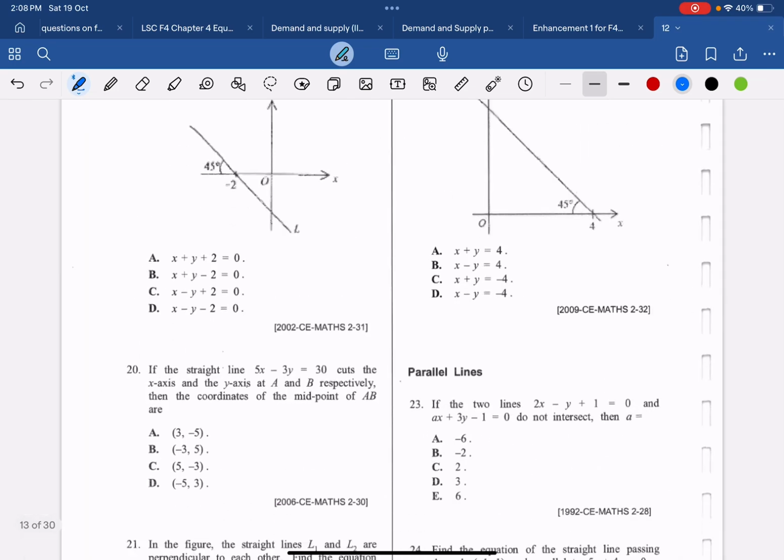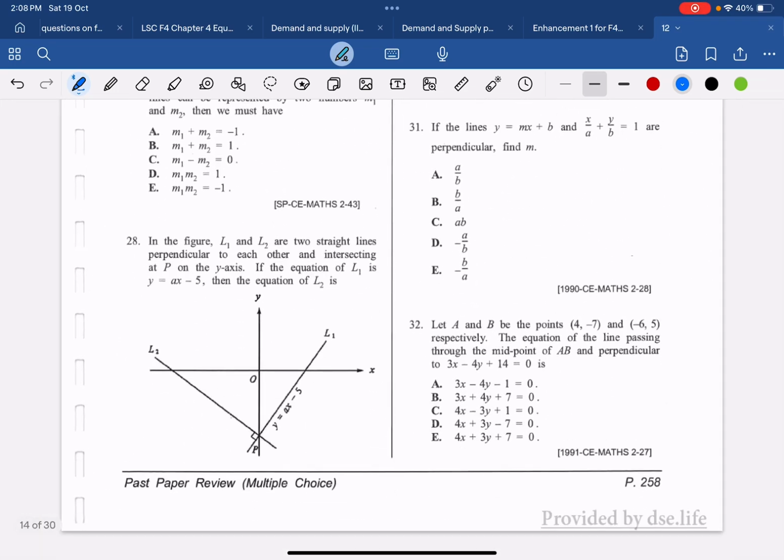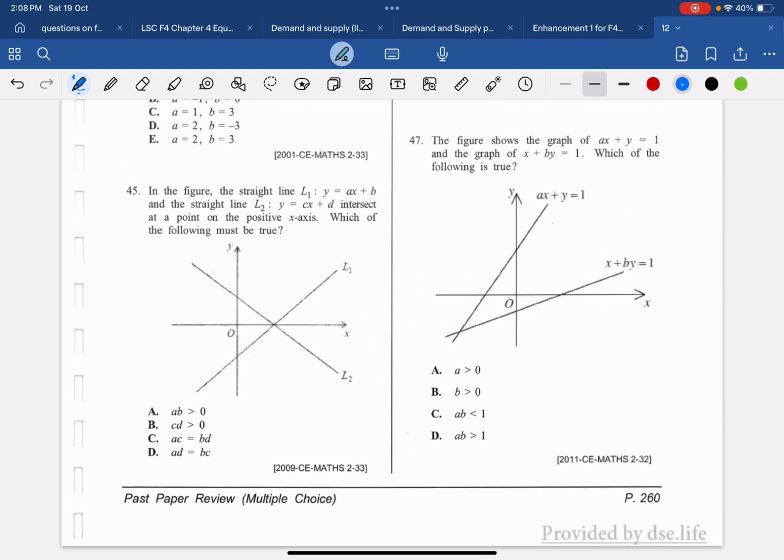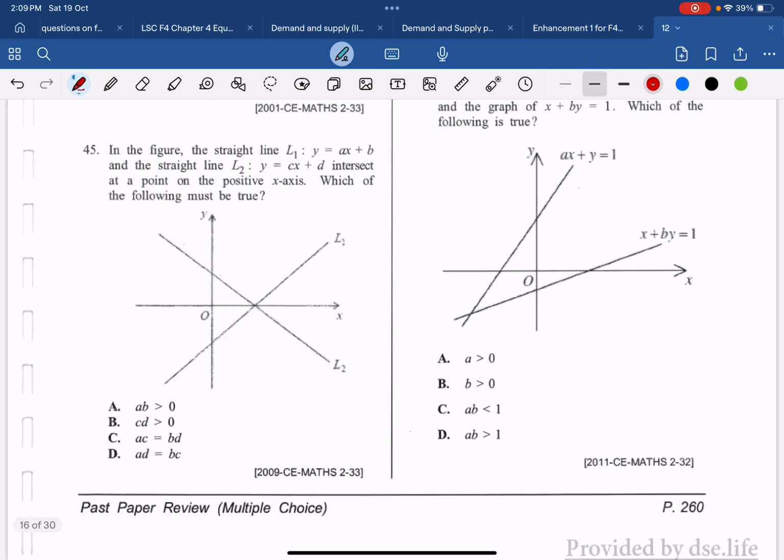And then let's take a look at other types of multiple choice questions. Okay, I would like to go to page 260. So again, you can see this type of question has many variables: a, b, c, d, x, y, 6 variables. So for sure you cannot substitute numbers, right? What's this question talking about? There are two straight lines. This one is L1, which is y equals ax plus b. And then L2: the equation of L2 is y equals cx plus d.